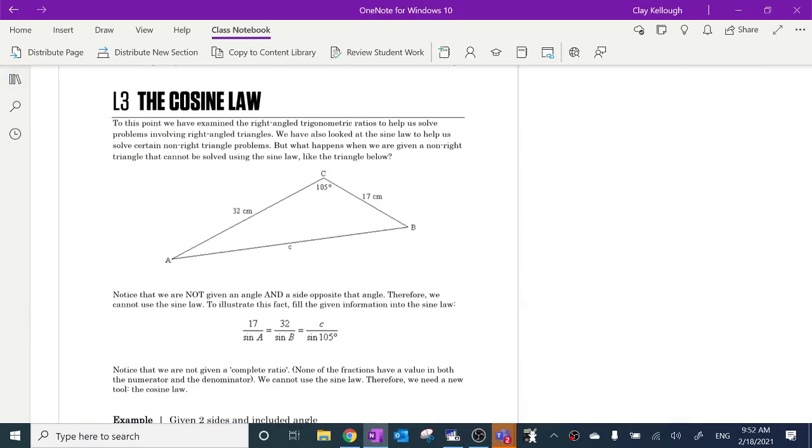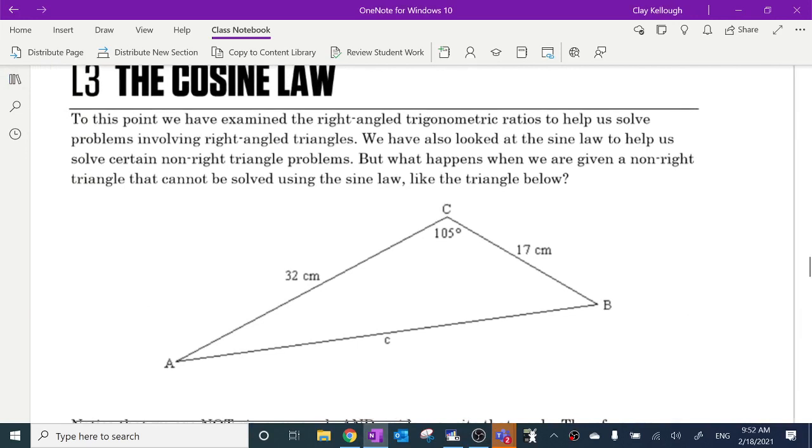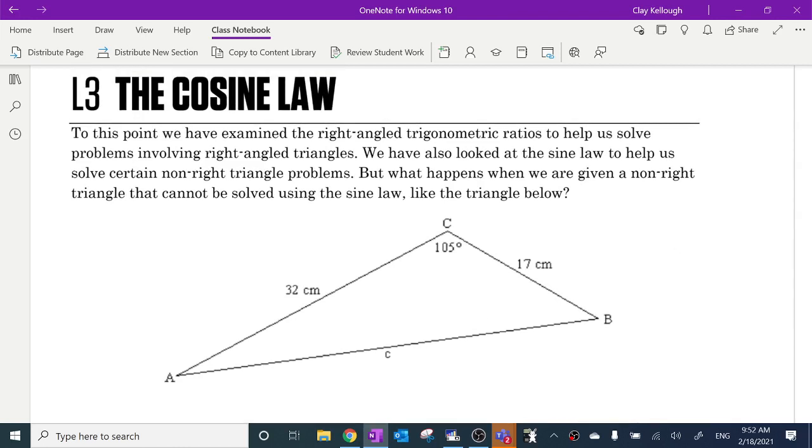And there we are. Today's lesson is the cosine law. Okay, let's pretend, don't look at the bottom of the page. Can everybody go to this L3 page, lesson 3, cosine law? And let's say that I wanted to solve for angle A in this triangle.